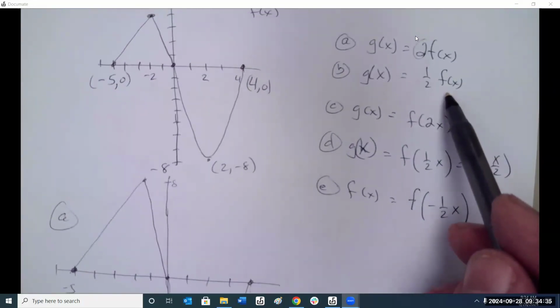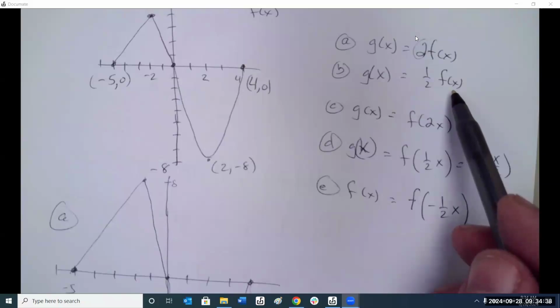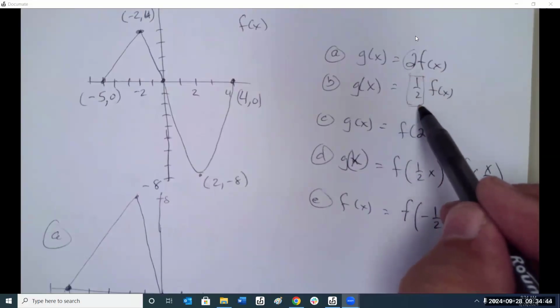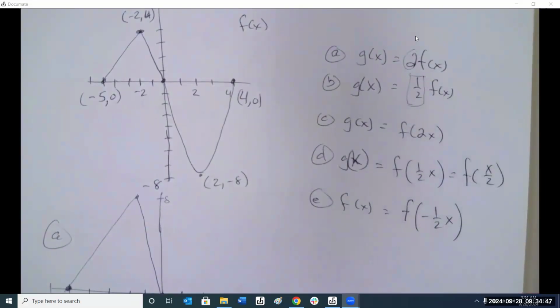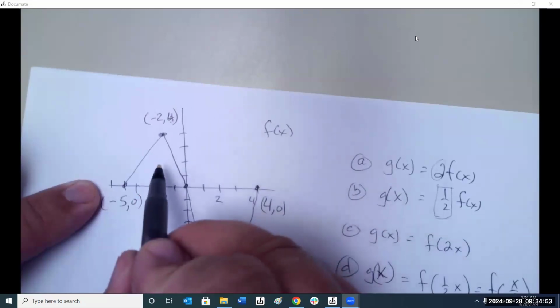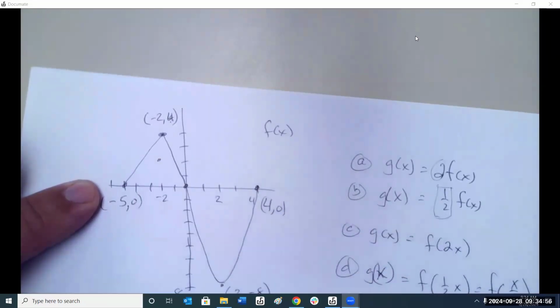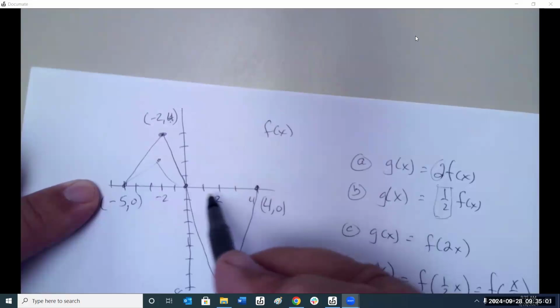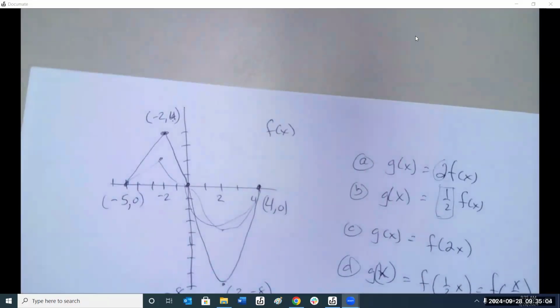What does this one do? Shrink it. So here, since it's outside, we take all of the y values and divide by 2. So this one here, take the y value, 4 divided by 2 is 2. Negative 8 divided by 2 is negative 4. So it becomes a lot smaller. So if it's outside, it's a vertical, up and down. If it's big, it stretches it. If it's small, it makes it shorter. What does this one do?